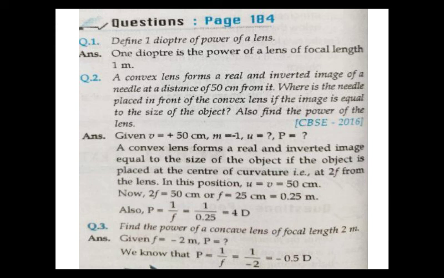Third question, find the power of concave lens of focal length 2 meter. So for concave lens, that's why we will put this focal length as minus ourselves. So focal length will be minus 2 meter and power will be 1 by f, that is 1 by minus 2, and it is minus 0.5 diopter. Thanks.